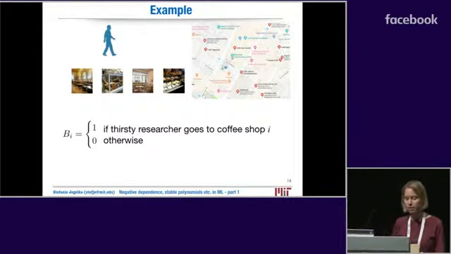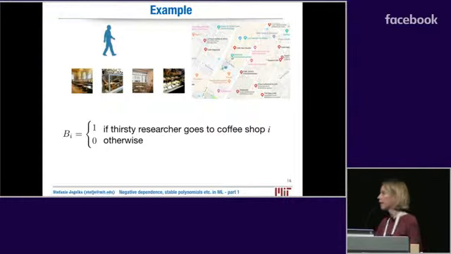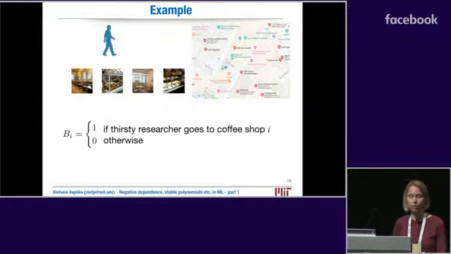You can generalize this and say I go to one coffee shop and one lunch place and maybe one dinner place. So I have three different groups of choices, and I pick one from each. That also will have negative association.